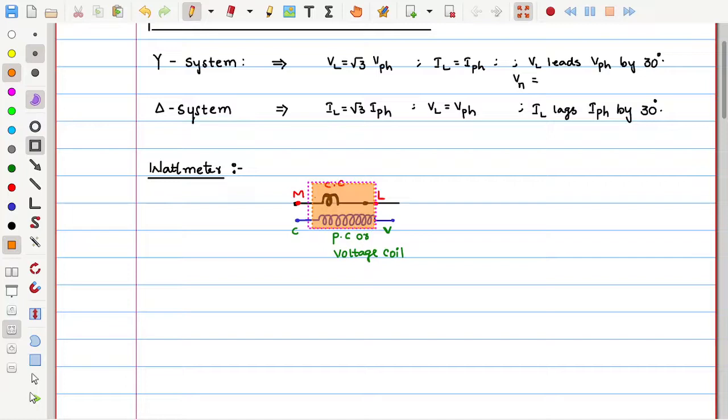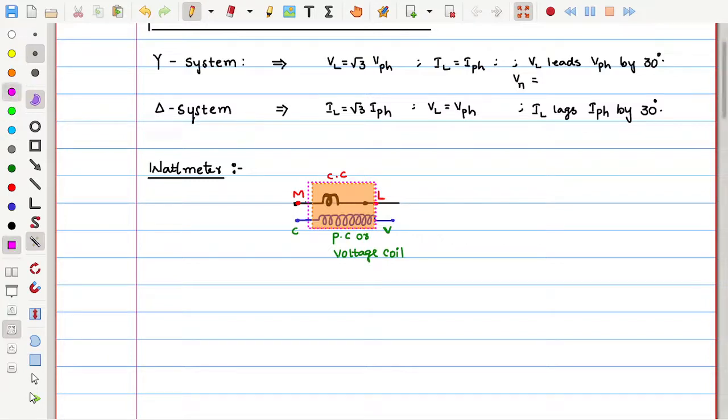What we can see is only the external terminals. On the device they will write ML. You should understand that those are the two terminals which are brought out. Inside that there is a current coil. And one more thing is that the CV terminals are the pressure coil or voltage coil terminals. Okay?